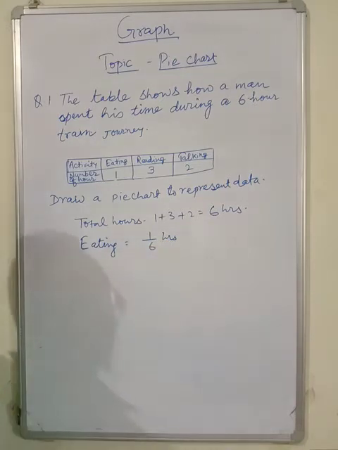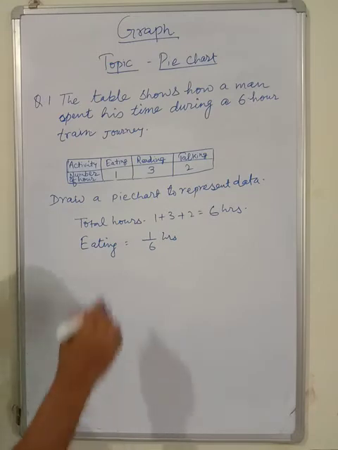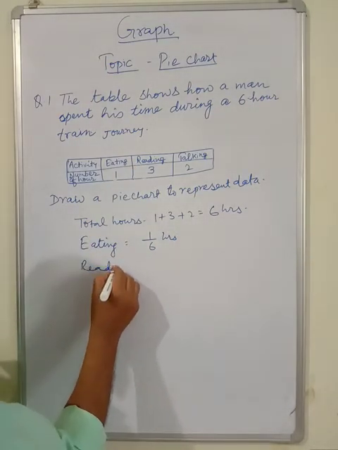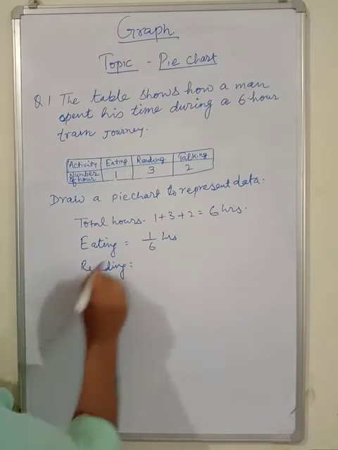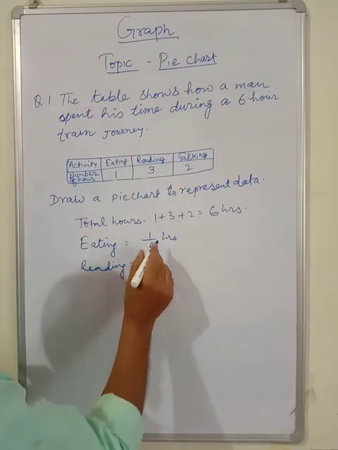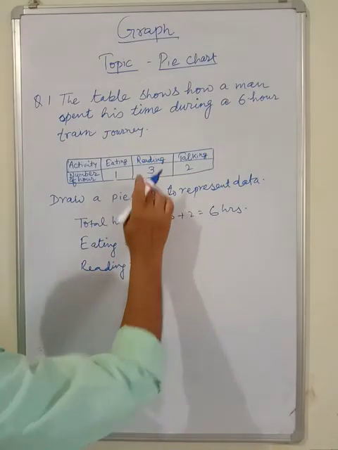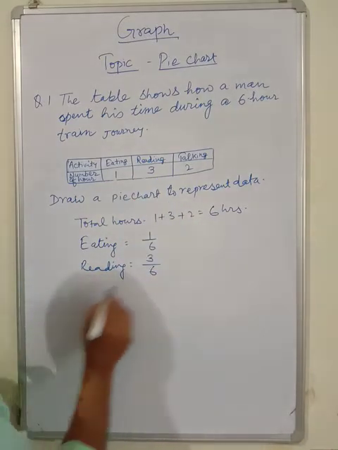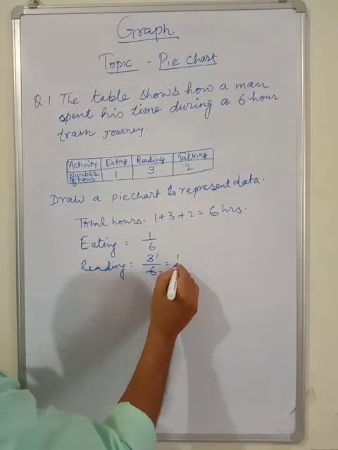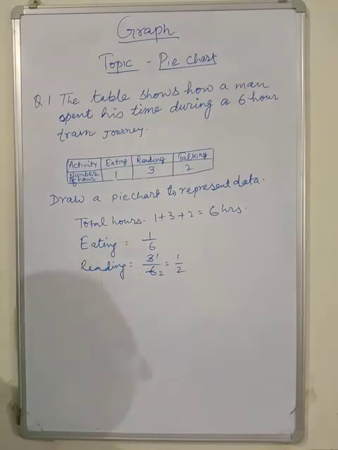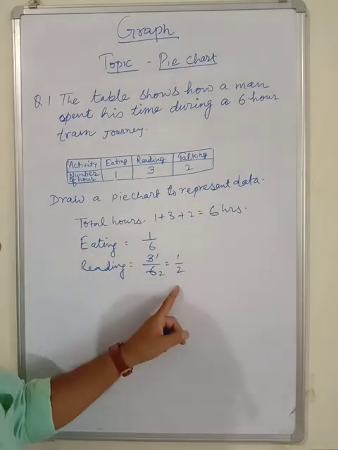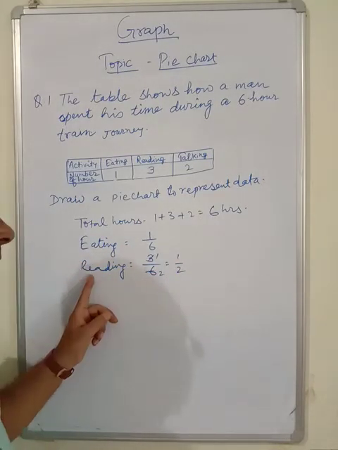Now reading. Reading is 3 hours. This is part 3 by 6. All of you know 3 ones are 3, 3 twos are 6. That is, half part. 1/6 of the circle he spent on eating, half part of the circle he spent on reading.